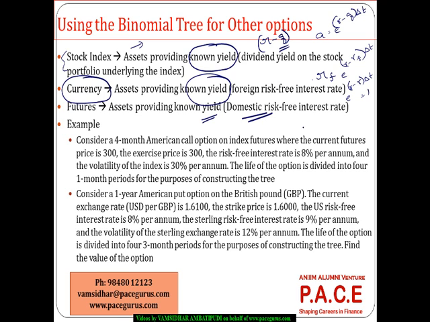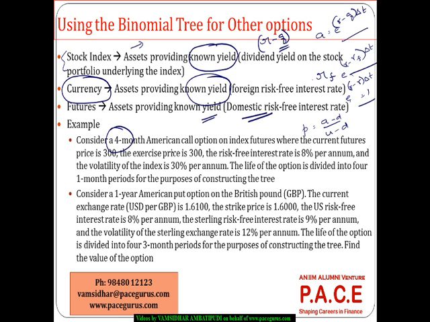So our p value, which is the probability of up movement, we always talk about (a minus d) by (u minus d). U and d remain the same. Only the a changes to one of these three values. So the probabilities of the up and the down movements will change. Rest all calculations are going to be the same. Right? Probably I'm not taking up these examples, but look at it.